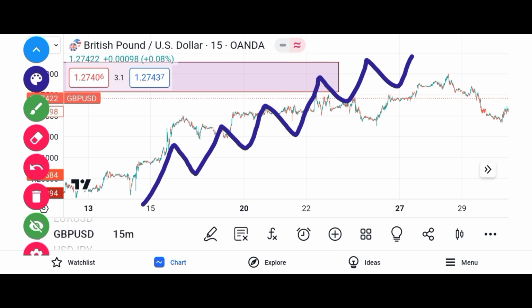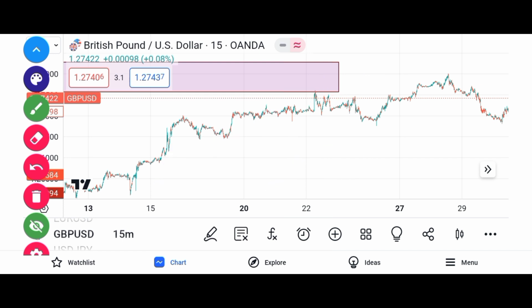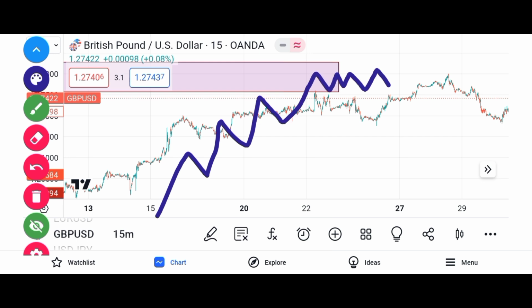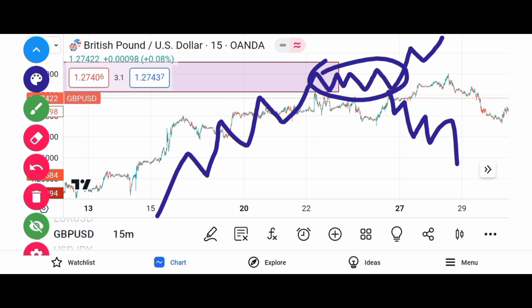Sometimes the market can also be in a range. So it could be doing something like this, then range and still continue going up, or it could break and continue going down. How do I know what the market is going to do? It's simple. If the market is in an uptrend, it's going to continue going up.